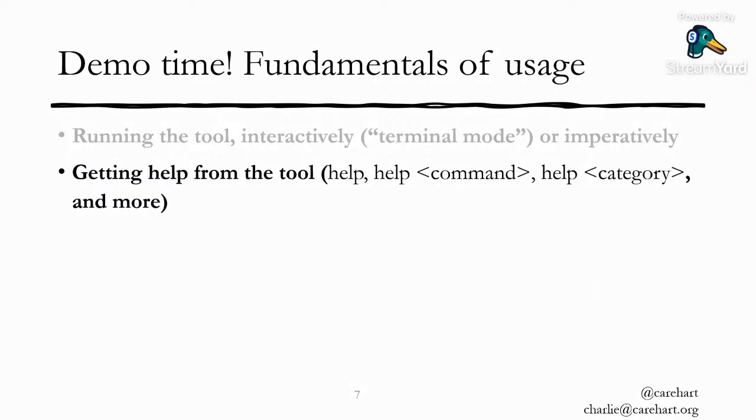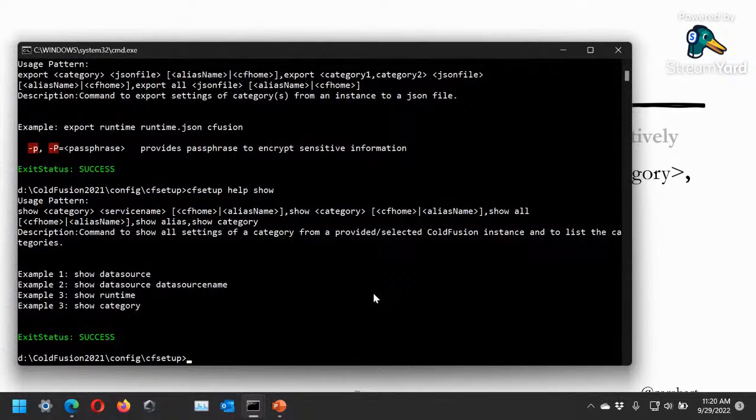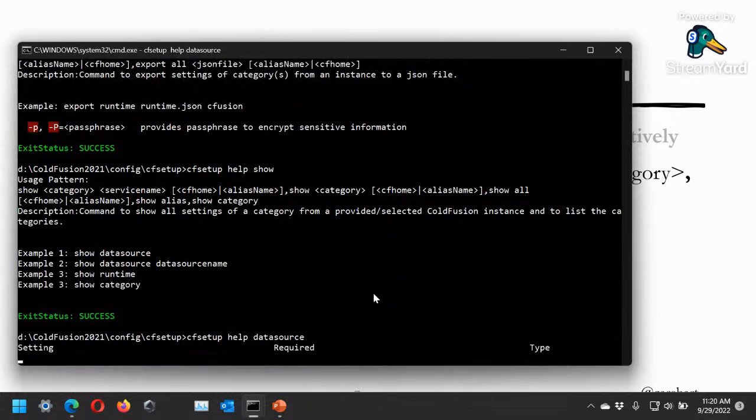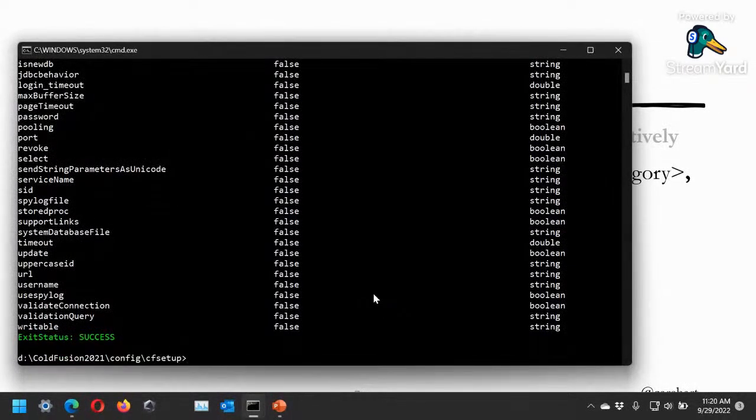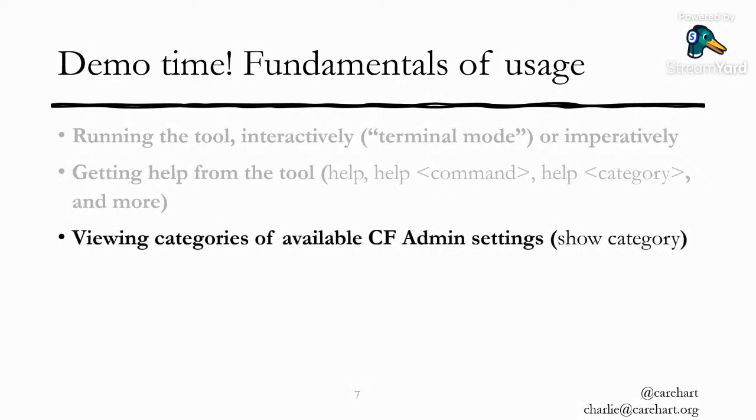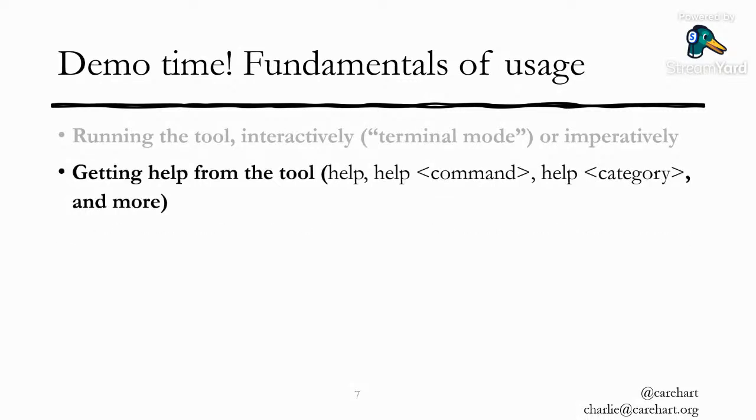And then there's even help for a category, because there are categories of settings, and I'll show you getting those categories in a moment. Like help datasource, which is the category, and within that category there are a lot of settings. So there's online help that shows you what the available settings for that category are and what their data types are and such. So that's cool. And there's even more, but again, we're not going to talk about everything.